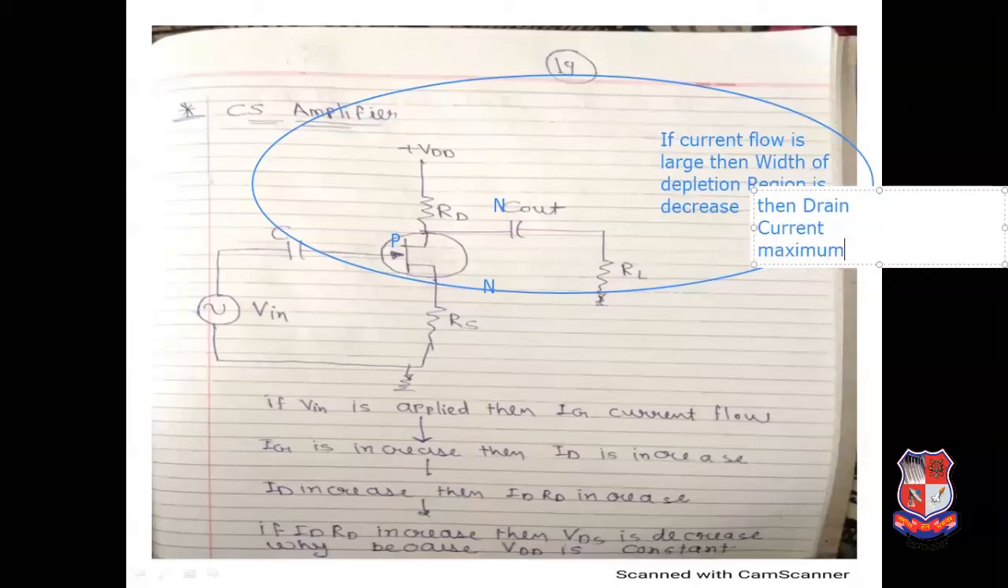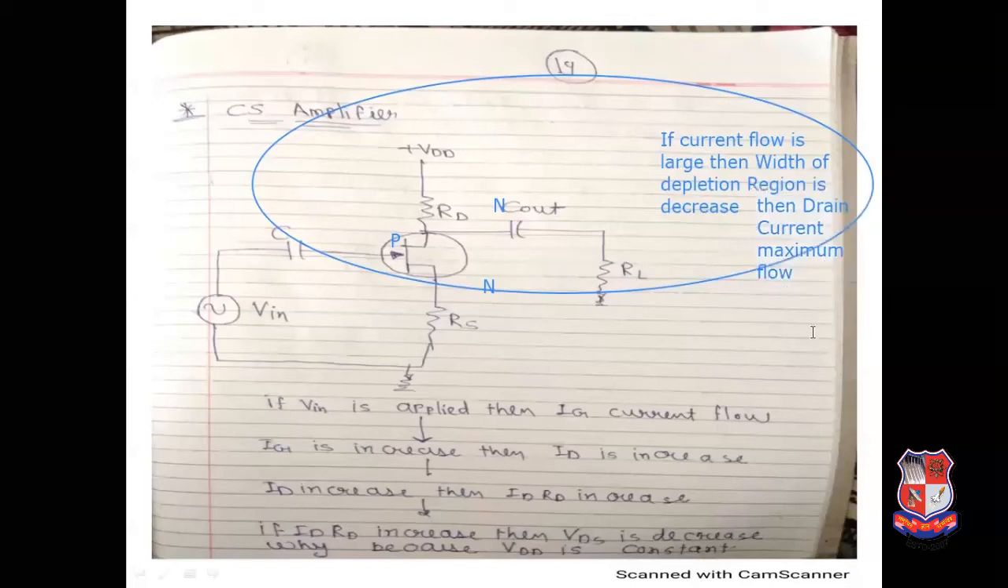If width of depletion region is high, maximum, then current flow is minimum. But here current is large, so depletion region is decreased, then drain current is maximum. If drain current is maximum, then obviously IDRD increases because RD is the external resistor. And if IDRD increases, then VDS is decreased.